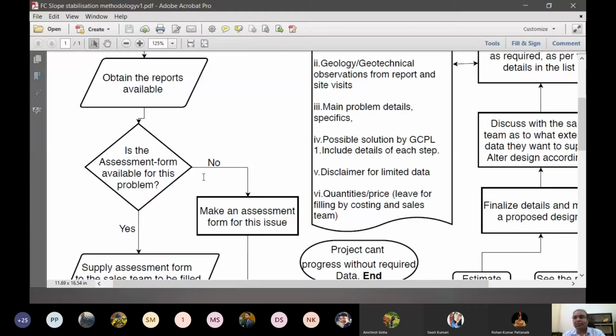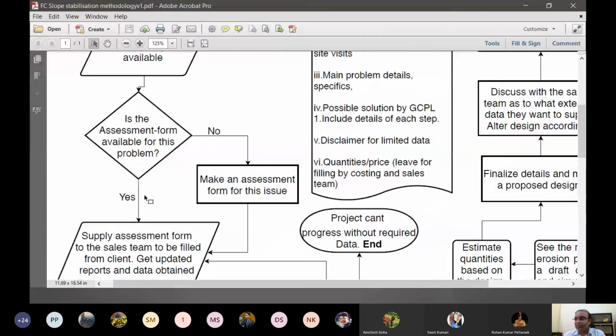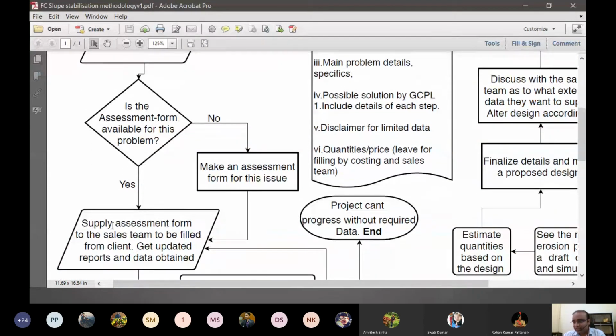So the assessment form gives an idea of the practical situation, and associated with it there were many reports, so that we at least get an idea of what the problem is and where the slope stabilization work was required. So, is the assessment form available for this problem? If yes, then supply the assessment form to the sales team to be filled by the client, to get updated reports and data.